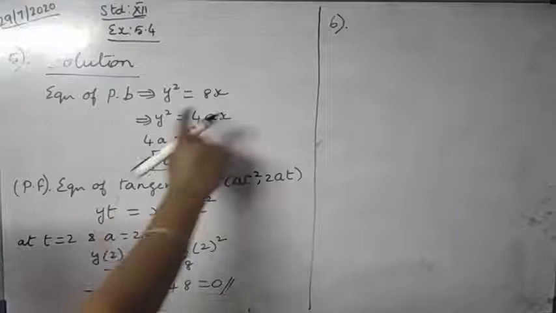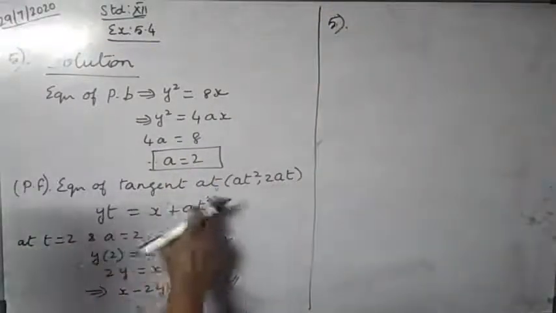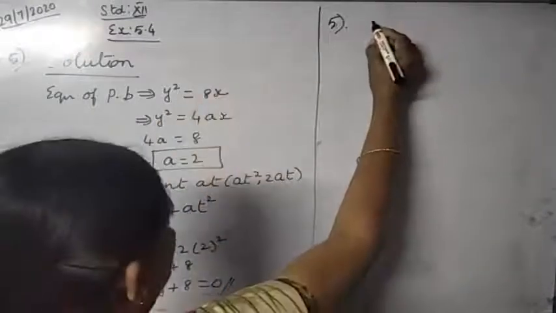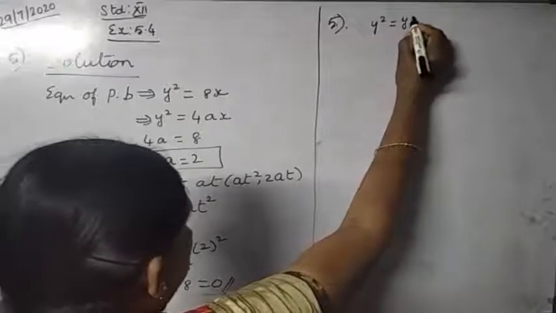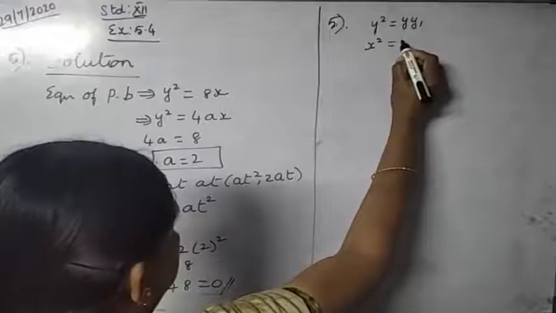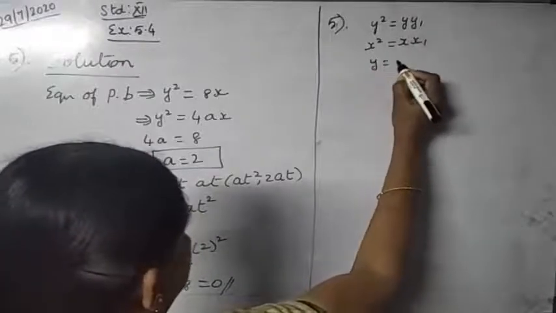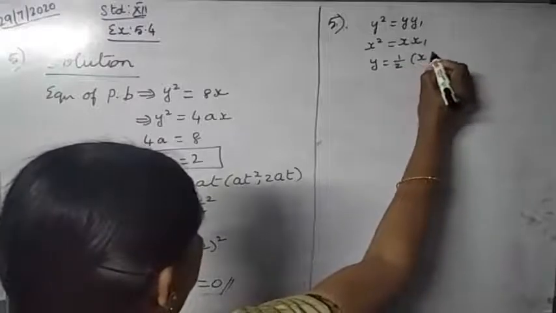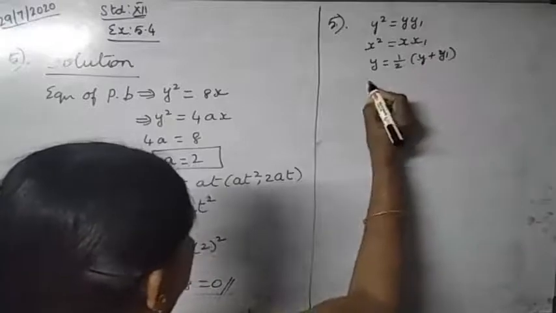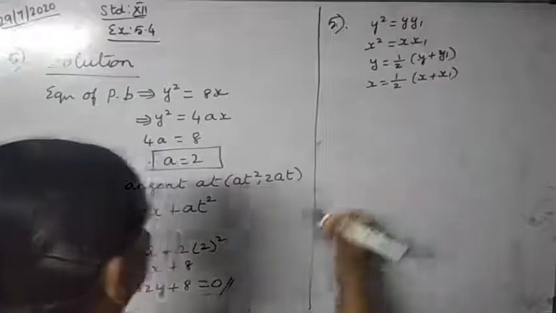And the same question you can do like this. If you don't know the formula for this tangent in parametric form, wherever you are getting y square, you substitute y y1. Wherever you are getting x square, you substitute x x1. And if you get y, substitute 1 by 2 of y plus y1. X means substitute 1 by 2 of x plus x1.